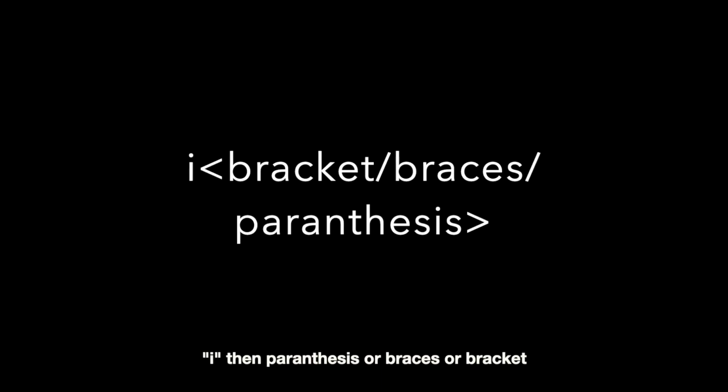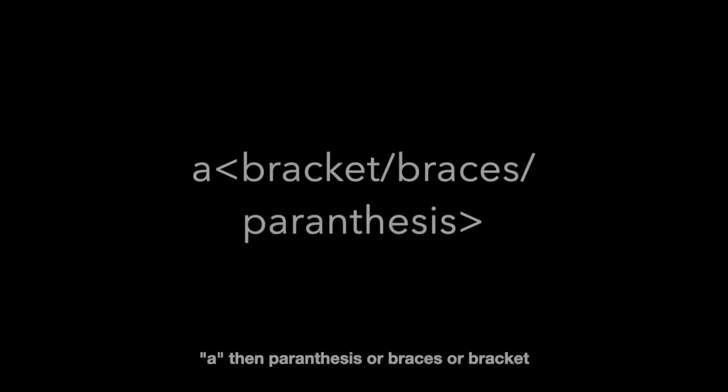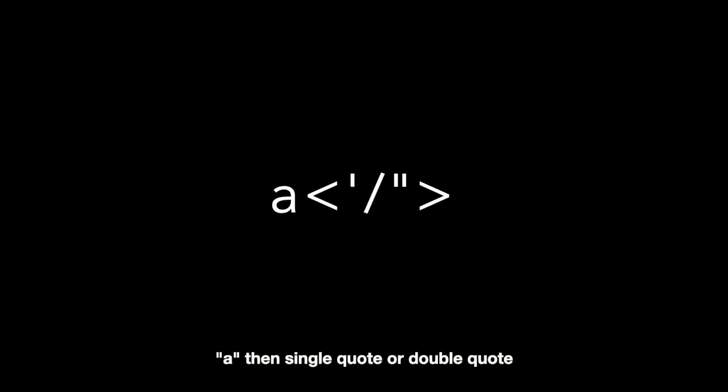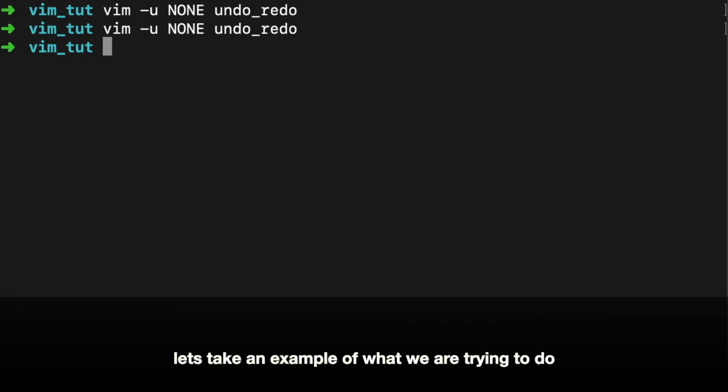iw means inner word. aw, which is a word or around word. i then parenthesis, a then parenthesis, i then small quote or a and small quote. So I'll take an example of what I'm trying to do.